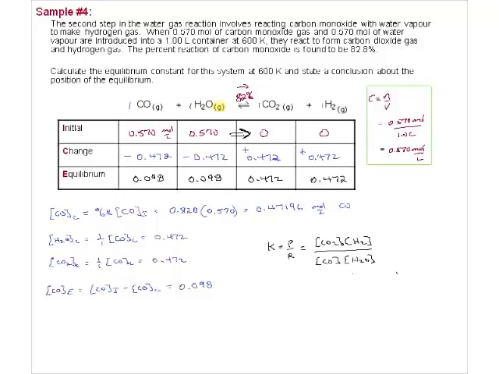There we go. And again, if water was a liquid, we would not include water here, but because it's a gas, we have to include it in our equilibrium expression. We plug in our equilibrium values, and of course the answer we get is 23.2, and K is greater than 1, so products are favored. That's what we predicted.